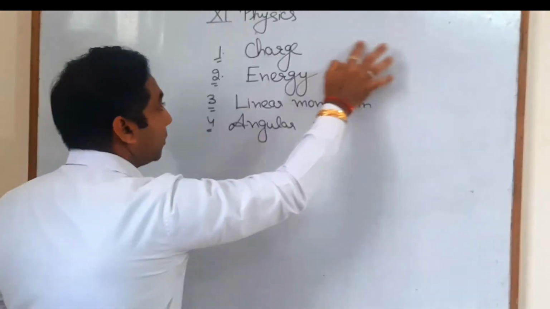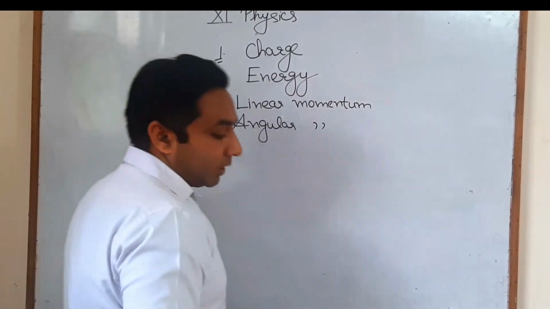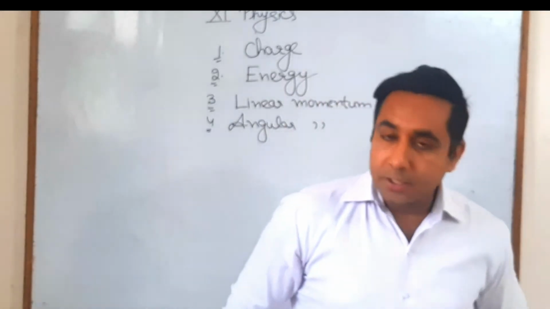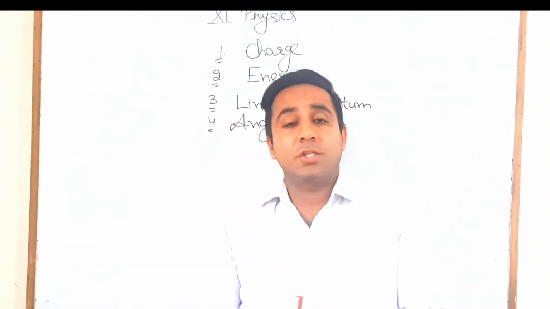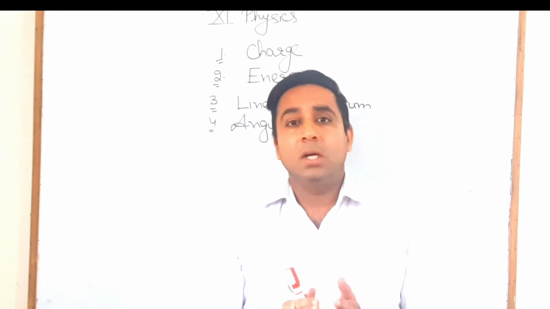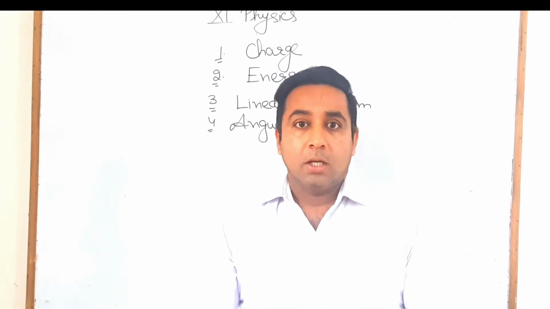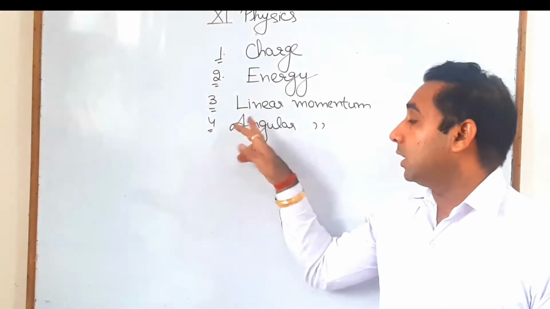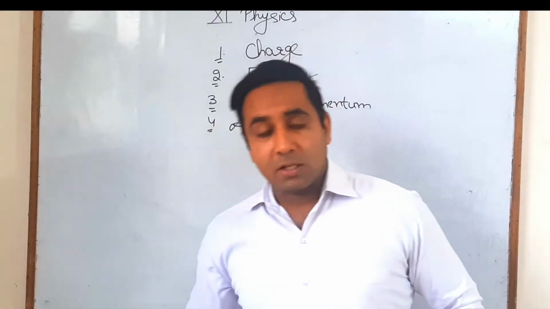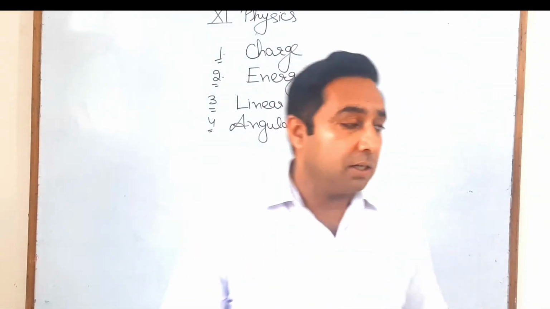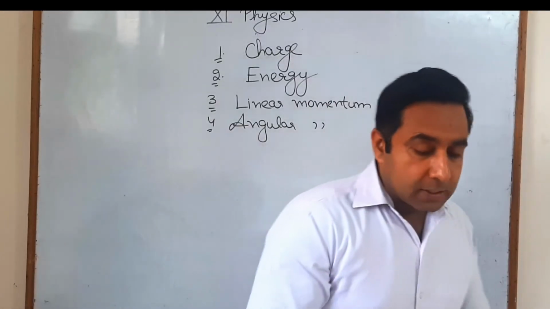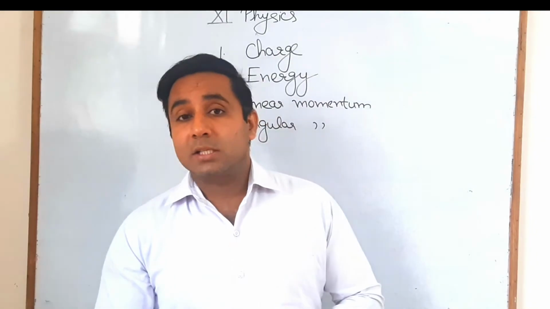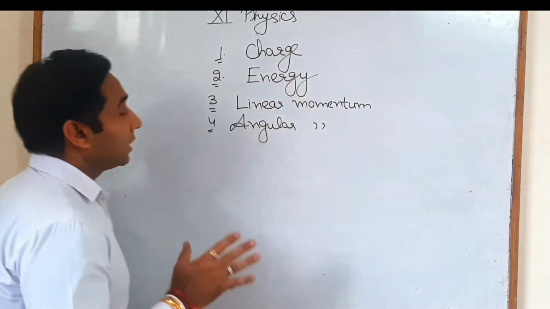So in physics, the four parameters which are conserved are these: charges can neither be created nor be destroyed, but can transfer from one body to another. Energy is also conserved, it can transfer from one body to another, one form to another. Then linear momentum is also conserved. We have learned this in the 9th standard. And that's an important factor, angular momentum, which you will learn in the 11th standard. So in physics, these four parameters are conserved only.